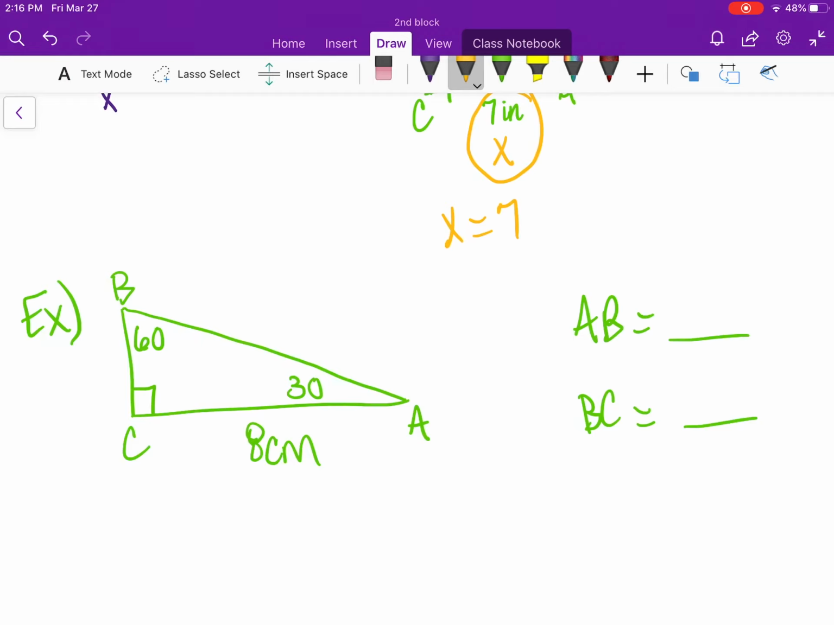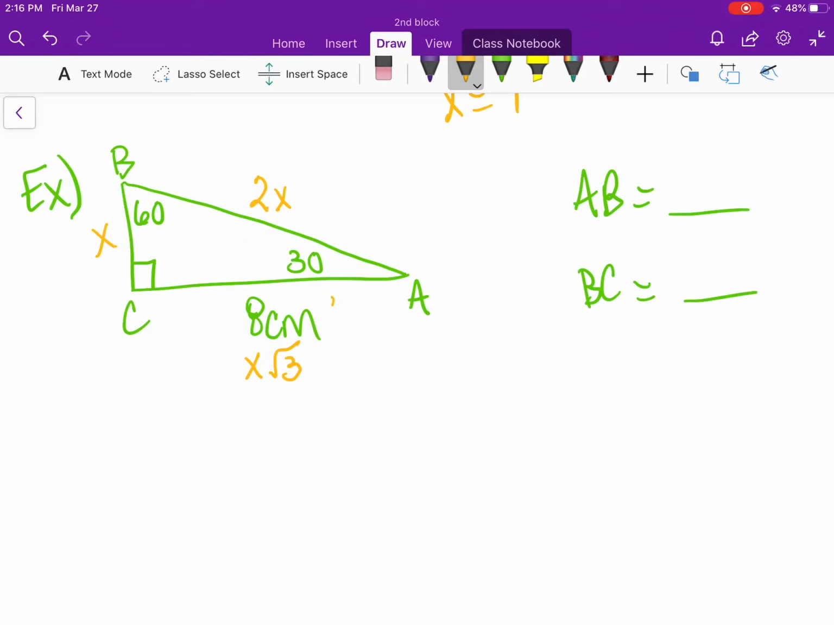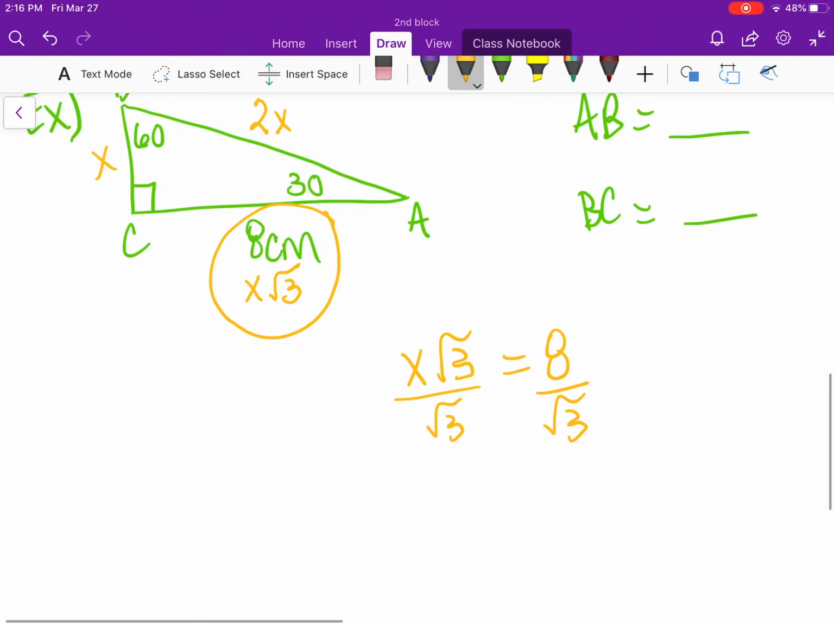Okay, this one's turned a little different, so make sure you're careful when you mark your formulas onto the triangle. But the shortest side is the side across from 30, so that's the one that has the formula of x. The other leg is x radical 3, and then the hypotenuse is 2x. So here's where I come up with my equation. X radical 3 is equal to 8. So to get x by itself, I divide by radical 3. So x is equal to 8 over radical 3.